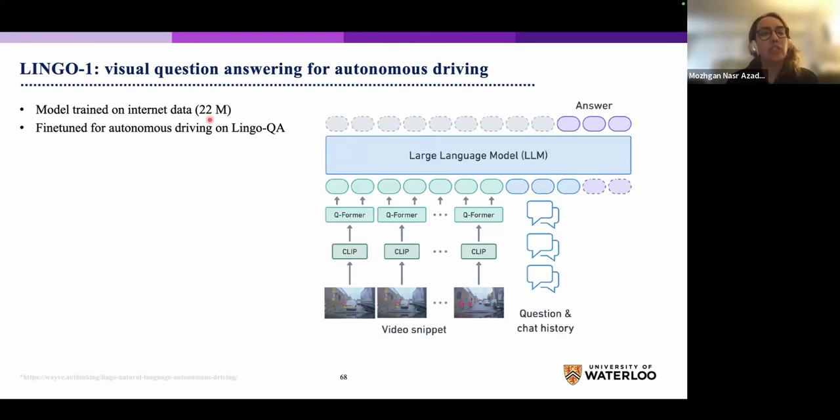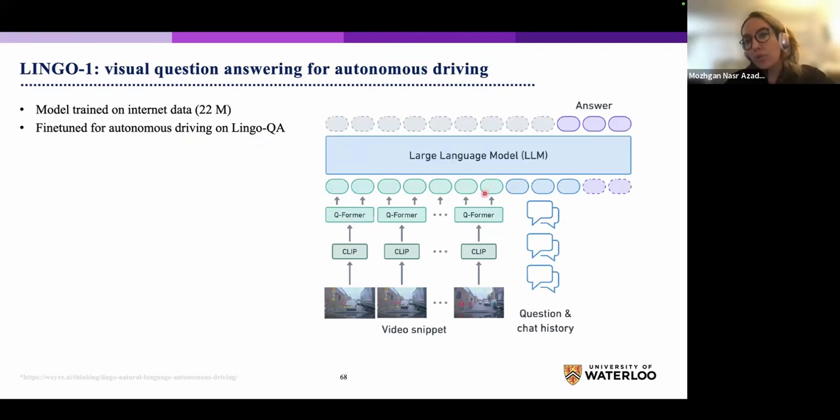And the way this model was trained was that it was trained with more than 22 million data at the first stage, and this is not autonomous driving data. This is just training the model to perform better on the visual question answering task. So here we are not training for the autonomous driving field, but only for visual question answering. And then we fine-tune the model for the autonomous driving field only on LingoQA.